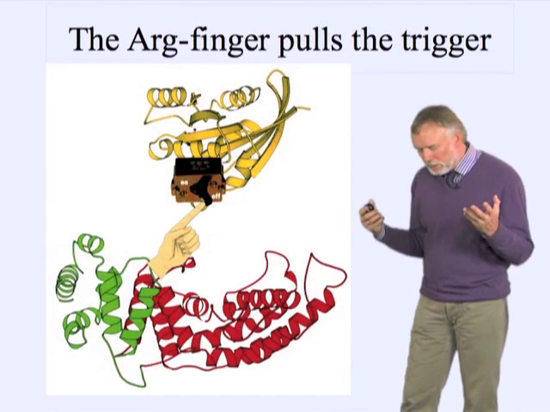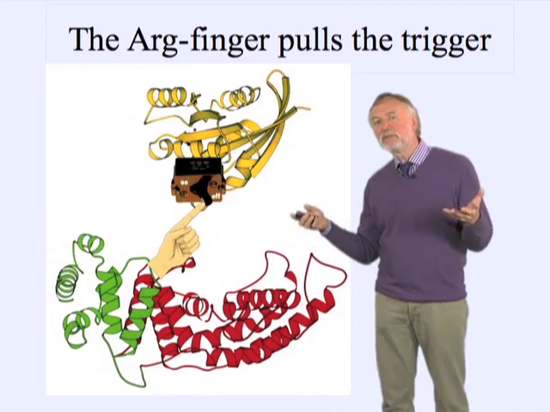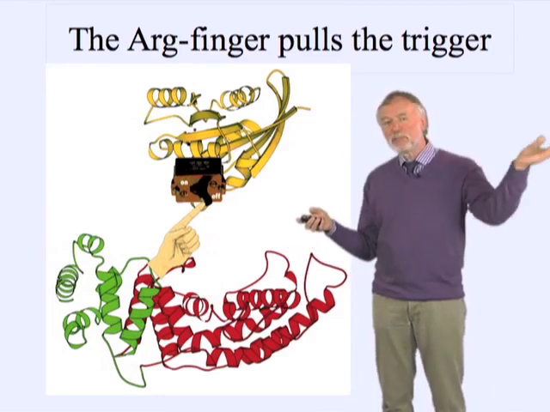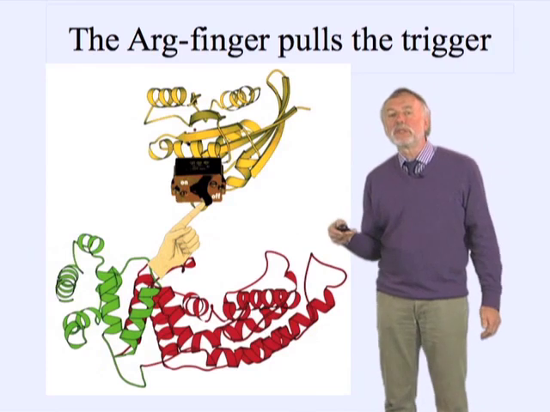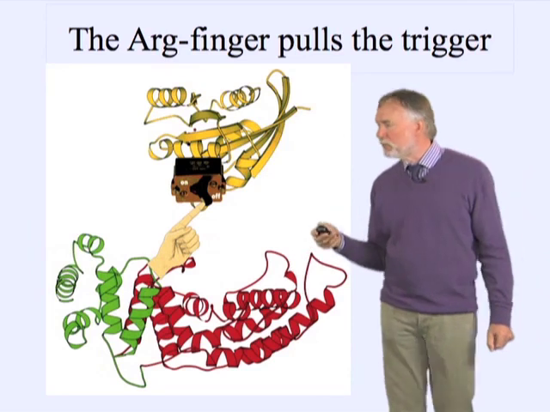So the message from all of this was obviously that there is an arginine that we call the arginine finger that pulls the trigger on the GTPase reaction. Without it, it's very slow, and with it, it becomes 10 to the 5-fold faster.